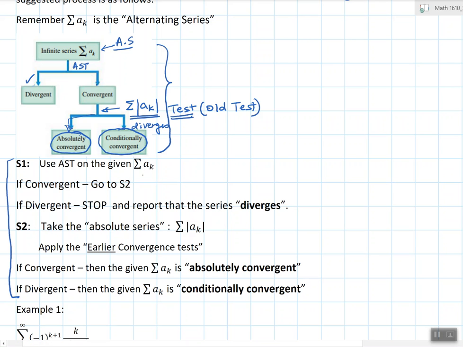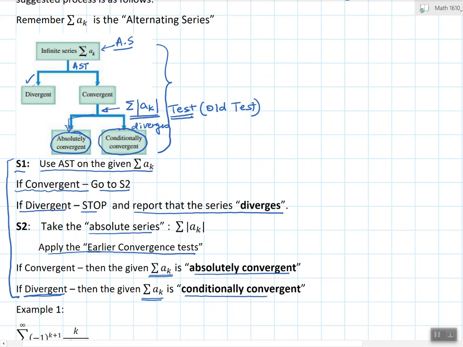Okay, some students find it more convenient to understand in this manner. Step 1: use the alternating series test on the given alternating series. If it is convergent, go to step 2. If it is divergent, stop and just say that the given series diverges. Now we are on step 2. You take the absolute series and apply the earlier convergence tests. If the absolute series is convergent, then the given alternating series is absolutely convergent. If the absolute series is divergent, then we say that the alternating series is conditionally convergent.